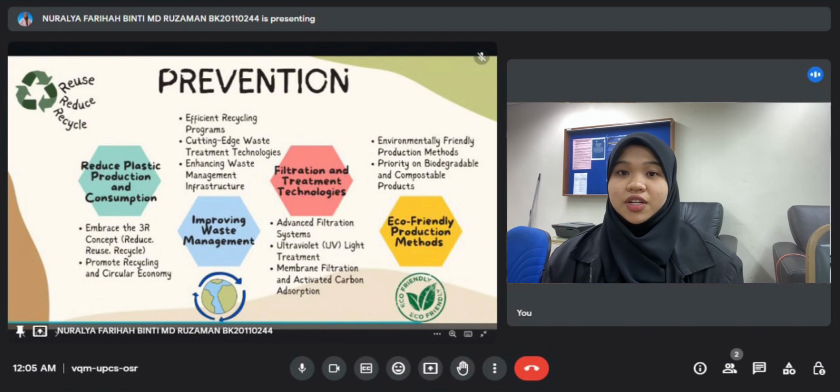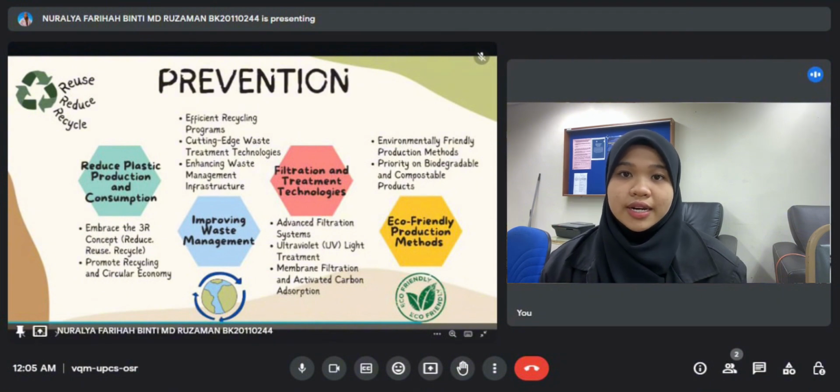Filtration and treatment technology is also one of the microplastic prevention methods. We can achieve this by utilizing advanced filtration systems to capture and remove microplastic from wastewater, as well as implementing UV light treatment to break down and neutralize microplastic particles. We can also employ membrane filtration techniques to separate microplastic from wastewater and utilize activated carbon adsorption to trap and remove microplastic particles.